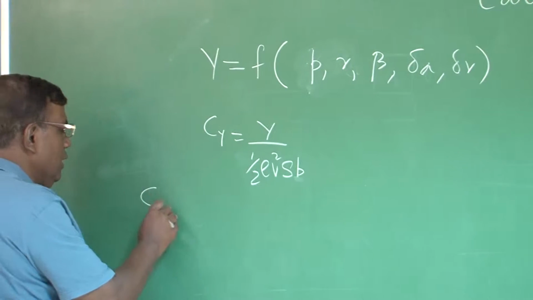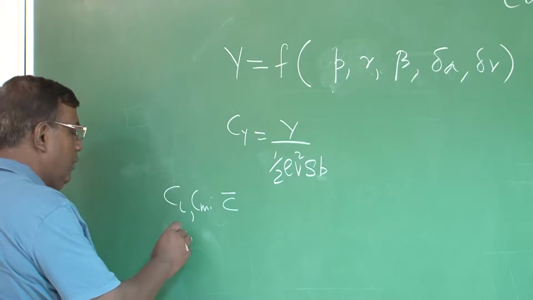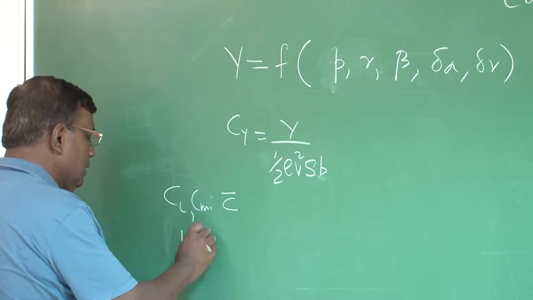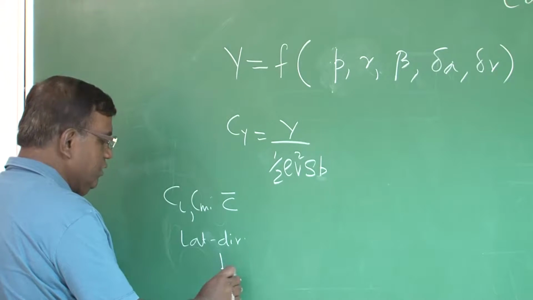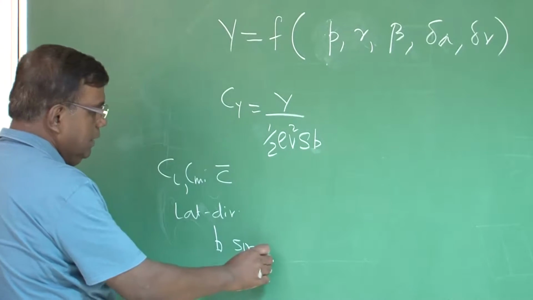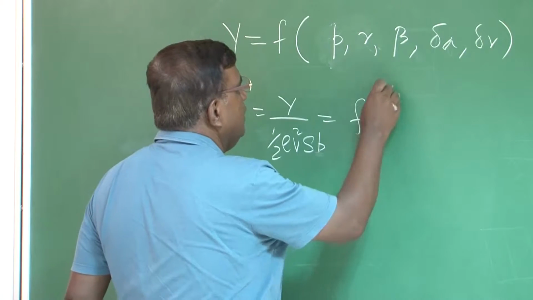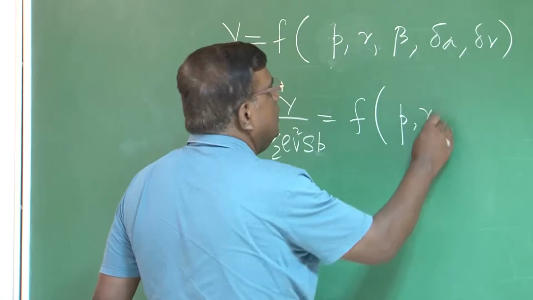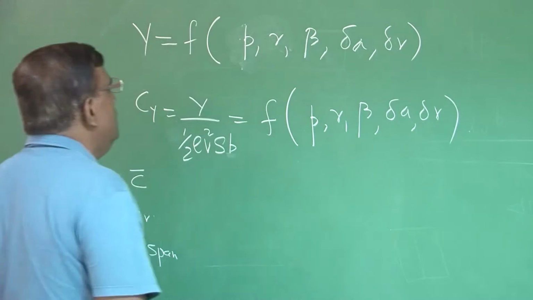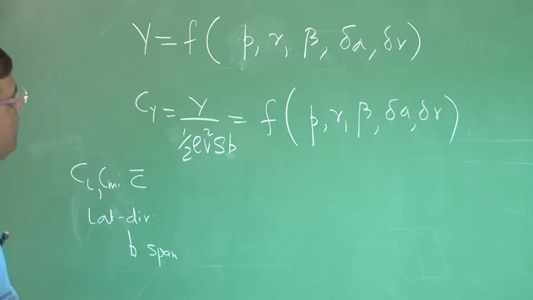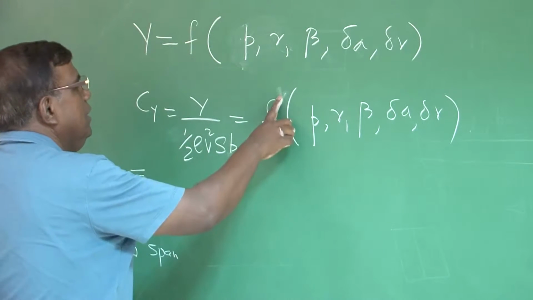For CL and CM, the characteristic length was the mean aerodynamic chord, but for all lateral directional coefficients, the characteristic length is b, the span. That's why b has come. So this is again a function of p, r, beta, delta a, delta r. So that you don't get confused, I write f star something, or let me delete this.